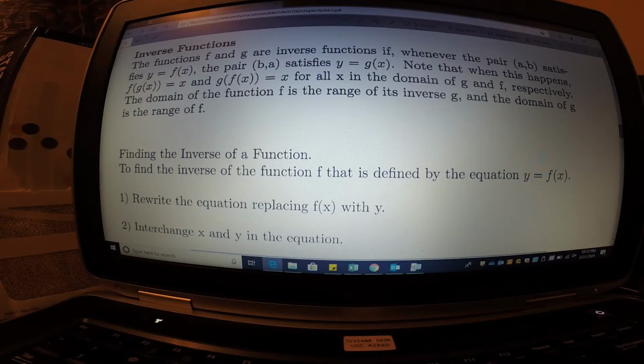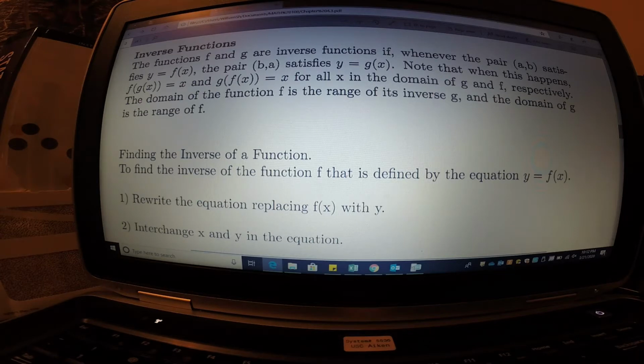Alright, so I'm going to read it directly from your notes. Inverse functions. The functions f and g are inverse functions if, whenever the pair (a, b) satisfies y equals f of x, the pair (b, a) satisfies y equals g of x. Note that when this happens, f of g of x equals x, and g of f of x equals x, for all x in the domain of g and f respectively. The domain of the function f is the range of its inverse, and the domain of g is the range of f.